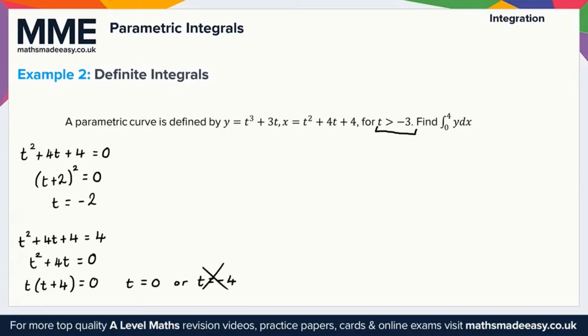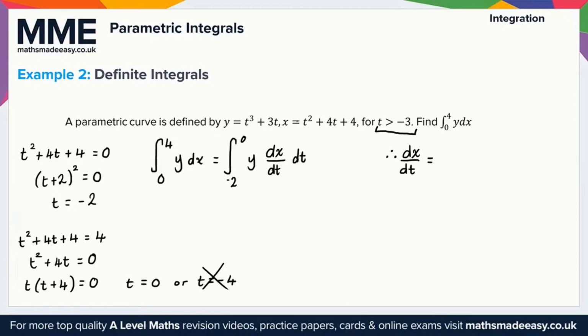So now let's start by rewriting our integral here. So our integral from 0 to 4 of y dx can be expressed as the integral from minus 2, that's our lower limit, to 0 of y dx by dt dt there. Okay, so remember x is equal to t squared plus 4t plus 4, so we now need to find dx by dt by differentiating x with respect to t. So therefore, dx by dt, like we said, we need to just differentiate x with respect to t.